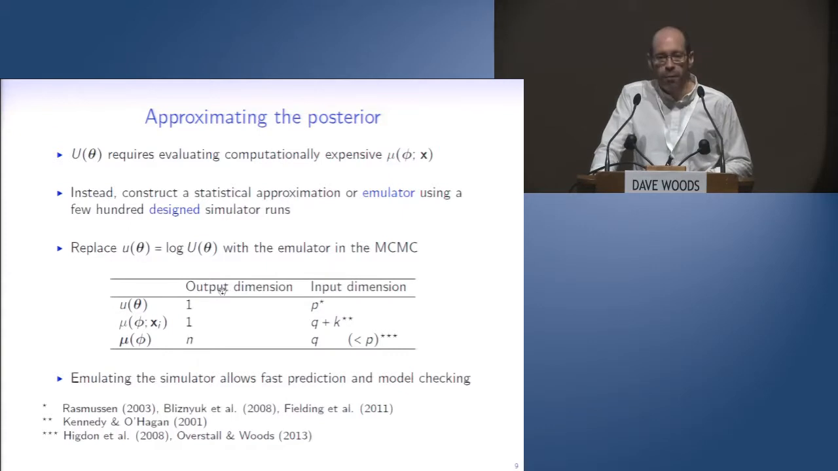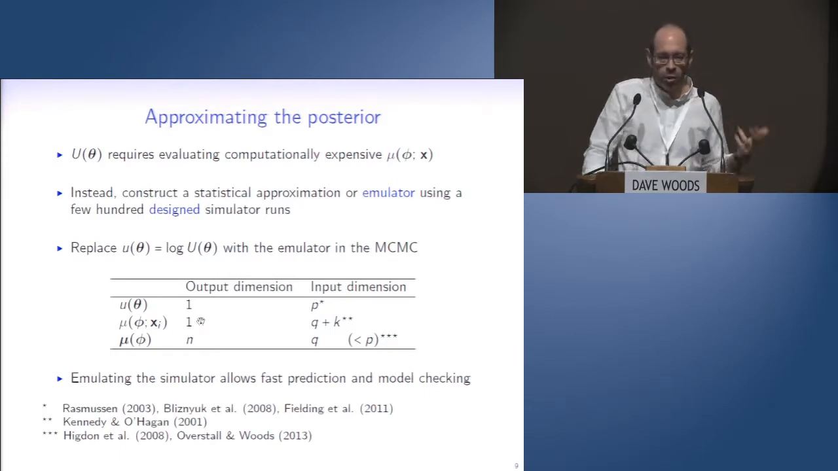So previous literature on building emulators adaptively, sequentially, which is what we're going to do here, has focused on directly emulating the log unnormalized posterior. So we have an output dimension of 1. We're just emulating a scalar. We're trying to approximate a scalar. But we have an input dimension of p, the total number of parameters.